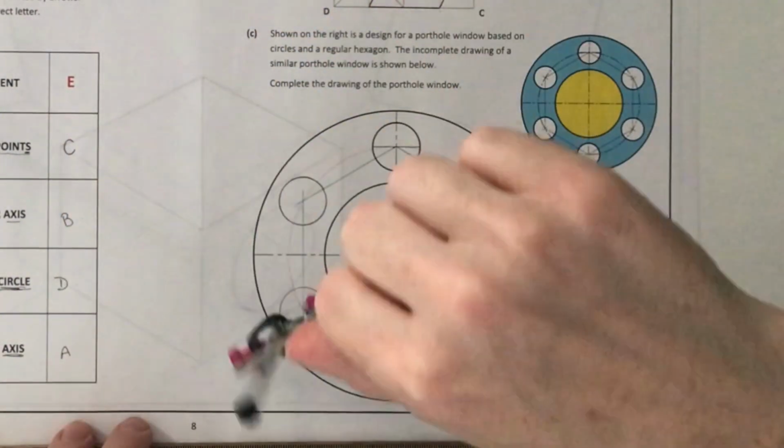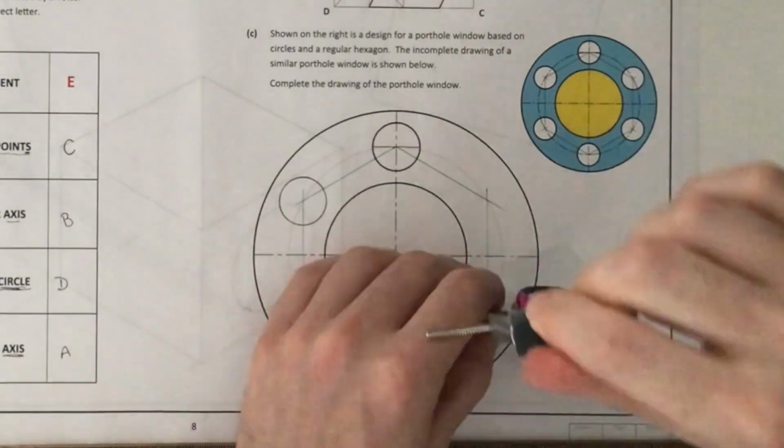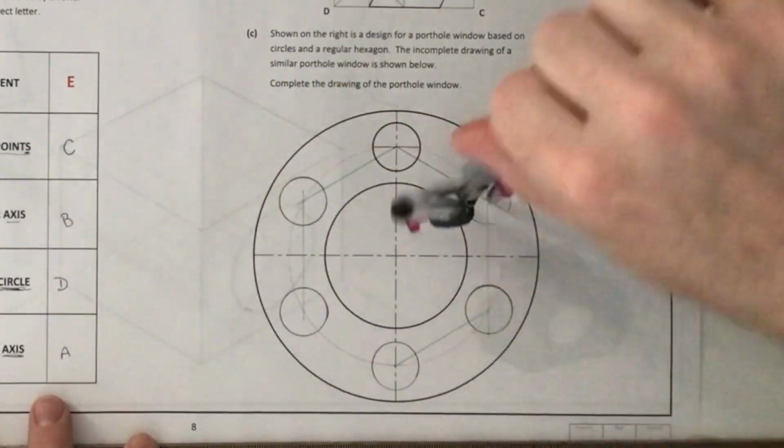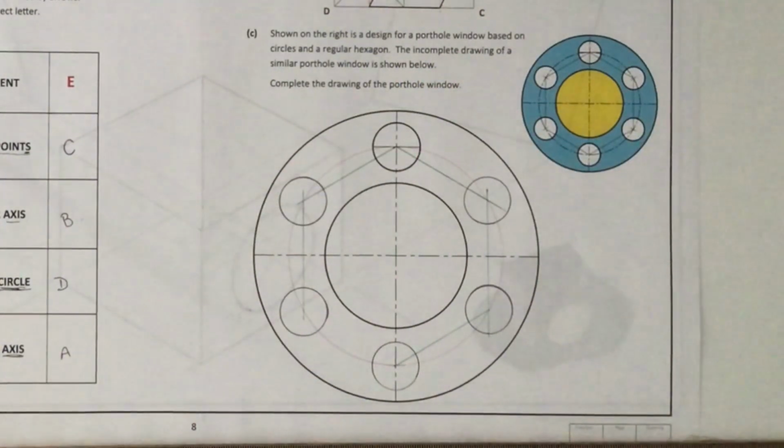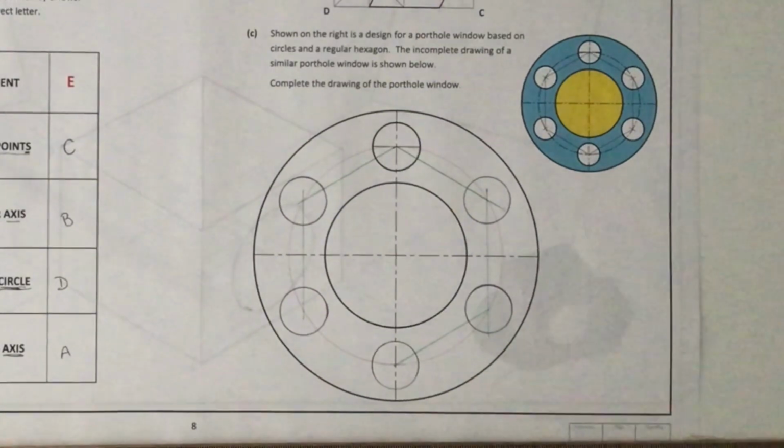Okay, so I'll speed up this bit, and that's you pretty much finished. So once you have all of your circles drawn in, that's that question done. There's no coloring in, there's no nothing. That's that question done, that's that sheet done.